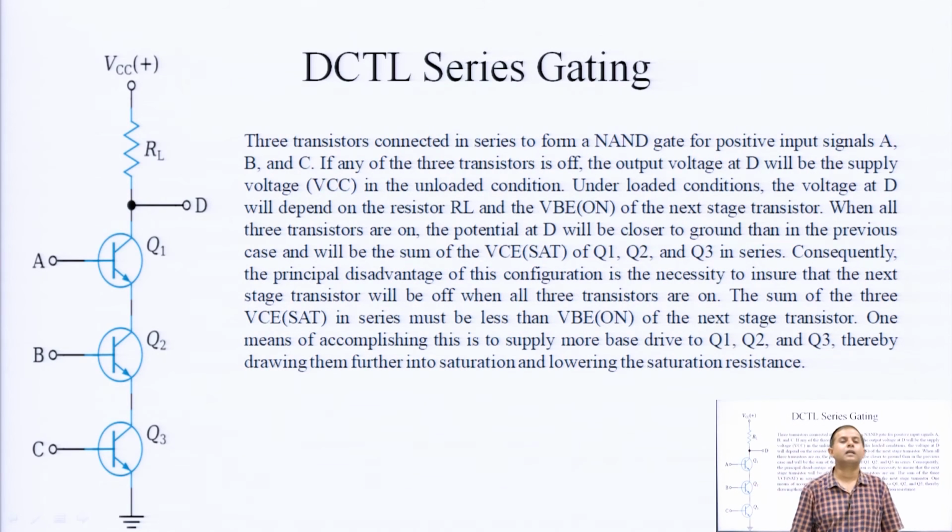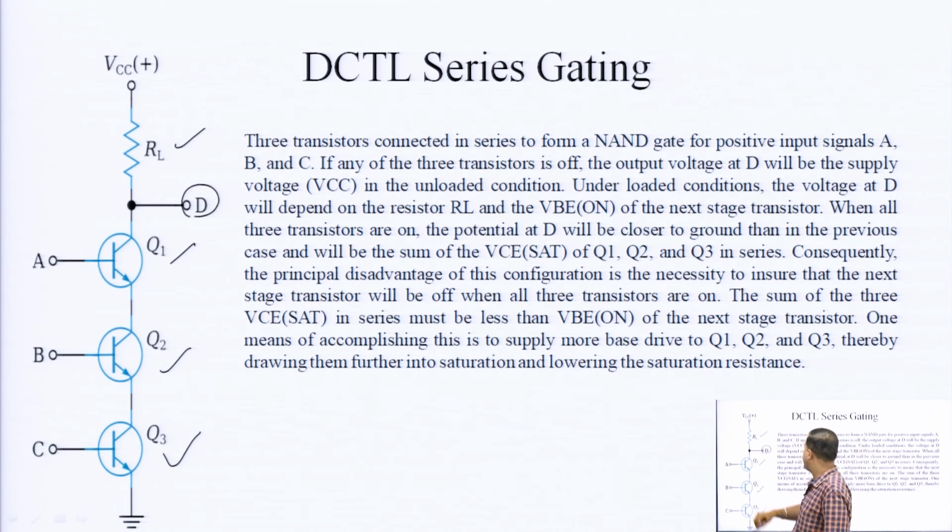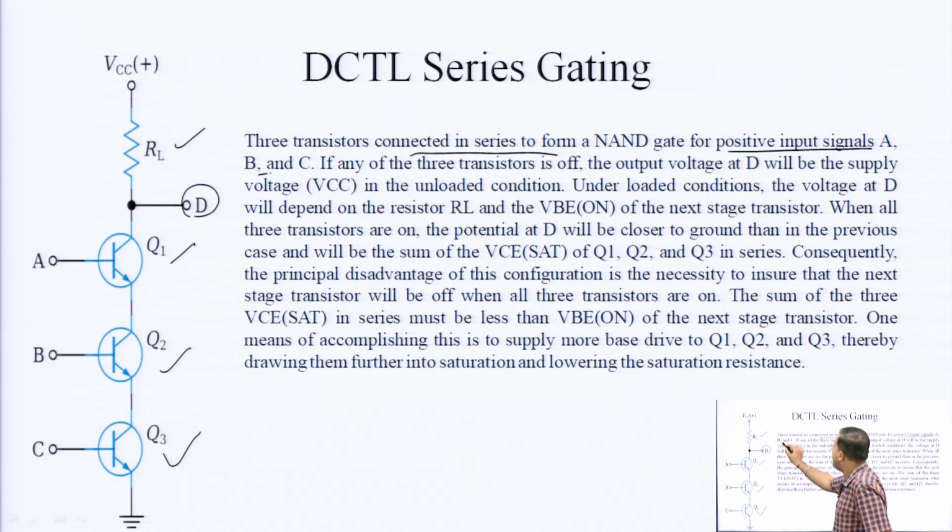Now, let us discuss a circuit of DCTL. Here we have taken one load resistor RL and 3 transistors Q1, Q2 and Q3, and we are taking output from this point. So, 3 transistors are connected in series to form a NAND gate for positive input signals A, B and C. It is a NAND gate using DCTL.